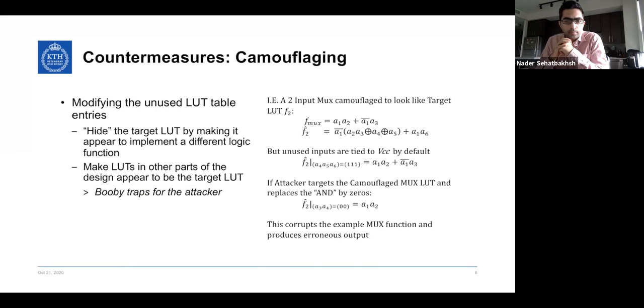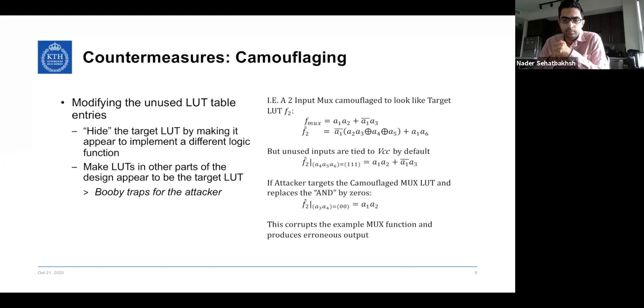We introduce 2 countermeasures. The first one we call camouflaging, and can be used to fool an attacker that is using a similar LUT pattern matching technique to find their target LUT for modification. This involves populating the unused input table entries to make the LUT appear to implement a different Boolean function to the attacker. But because these unused inputs are statically wired to VCC in the synthesis tool by default, they represent table entries that are never actually looked up and therefore have no effect on the operation of the circuit.